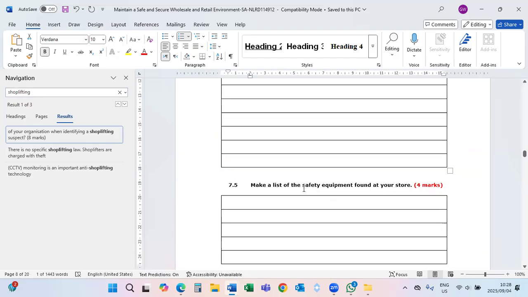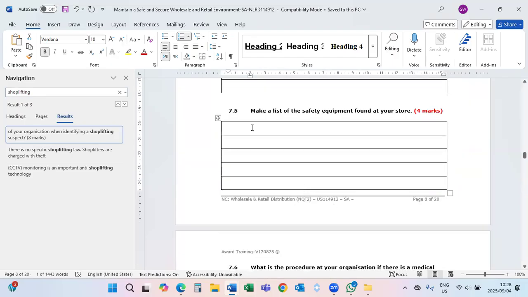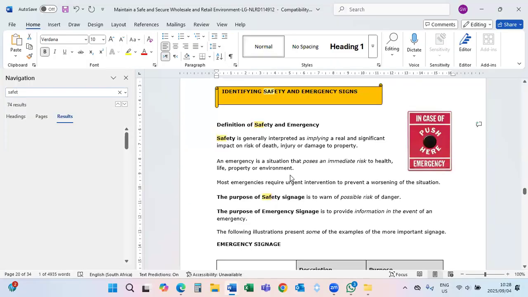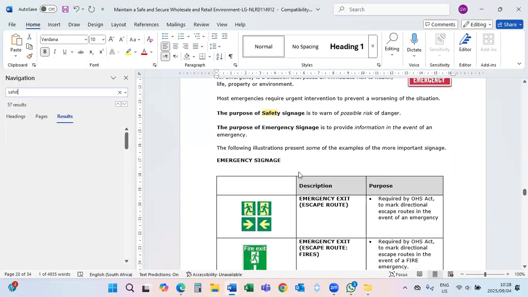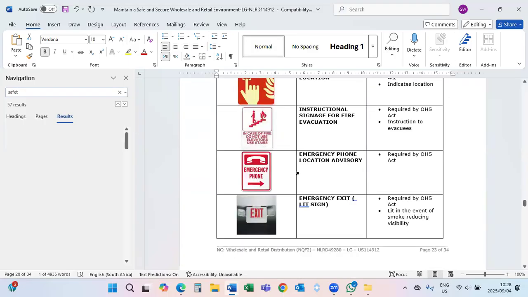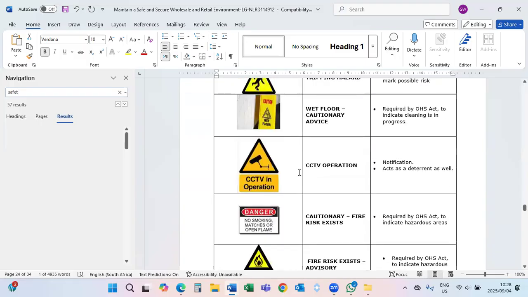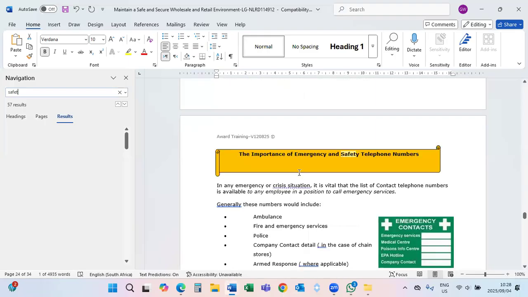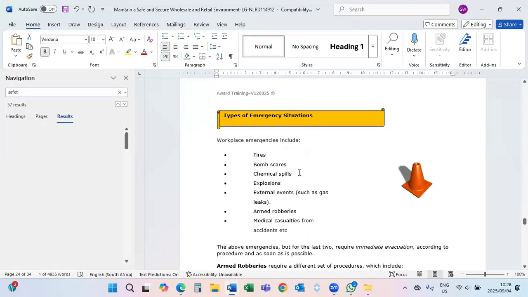Make a list of safety equipment in your store. We just need 4. Firefighting equipment. Let's just go to safety equipment and you can just get them there. The document has changed. Safety equipment. Okay, there it is. So safety equipment, there's emergency signage. Safety equipment would be things like safety. That's the actual high voltage safety equipment. No, let's just try and get the safety equipment for you.